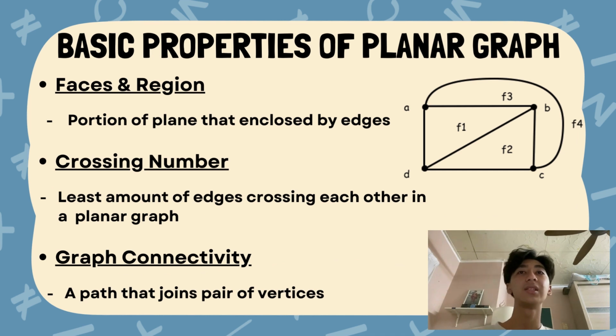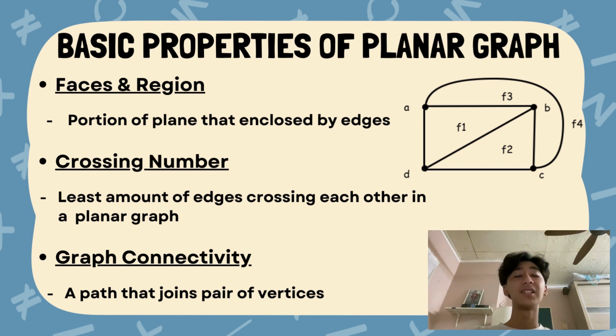Number 2 is the crossing number. The crossing number is basically the minimum number of edges crossing each other in a planar graph. As you can see in the graph that we provide, the crossing number for the graph is 0 because there is no crossing among all the lines. So for a graph to be called planar, as we understood before, the crossing number must equal 0. If the crossing number is not equal to 0, the graph cannot be called planar.